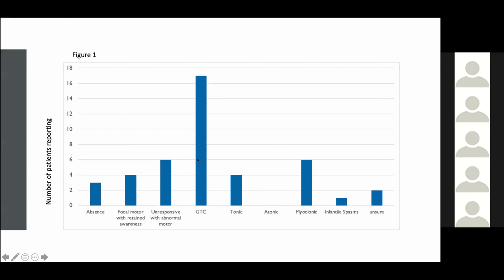These are the reported seizure types that the child had experienced. The most common type that most of the kids had experienced was what I would call a generalized tonic-clonic seizure. Now, this is a combination of the ILE epilepsy classification and the parent's description. So you have to take that with a little bit of grain of salt.